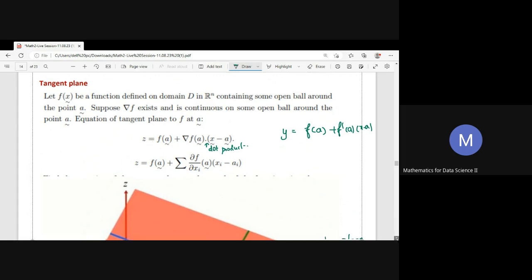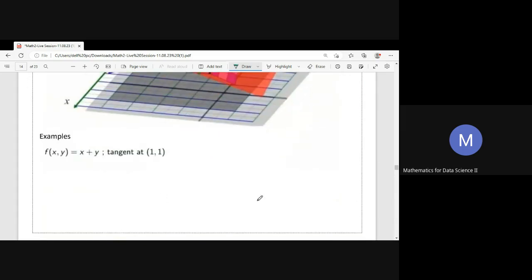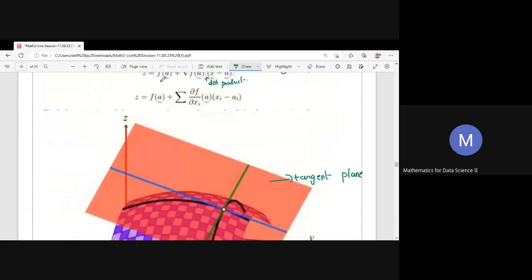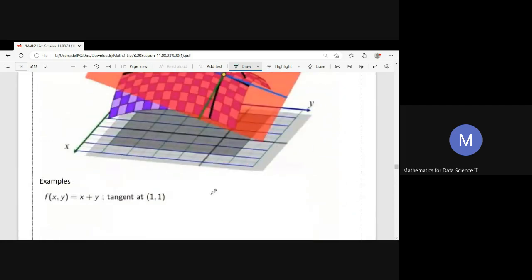Now this gives you the equation of the tangent plane. Let us see some examples. f of x comma y is equal to x plus y. What is the tangent plane at 1 comma 1? We have already found the tangent; now we are going to find the tangent plane. So what is the equation? z is equal to f of a tilde plus del f of a tilde dot x tilde minus a tilde. Here x tilde is x comma y, and a tilde is a1, a2.